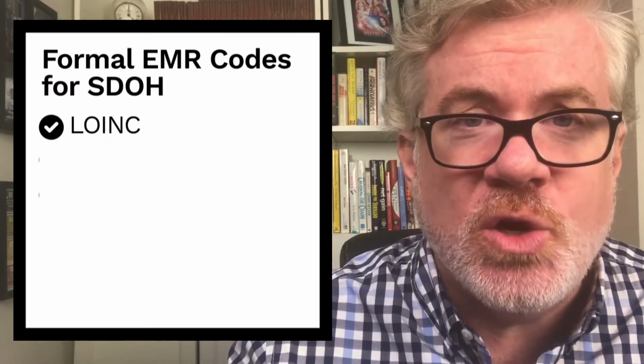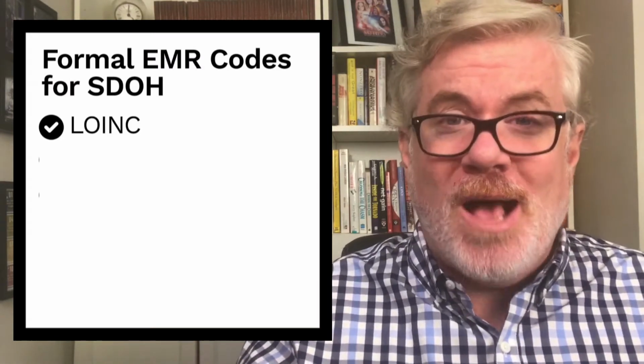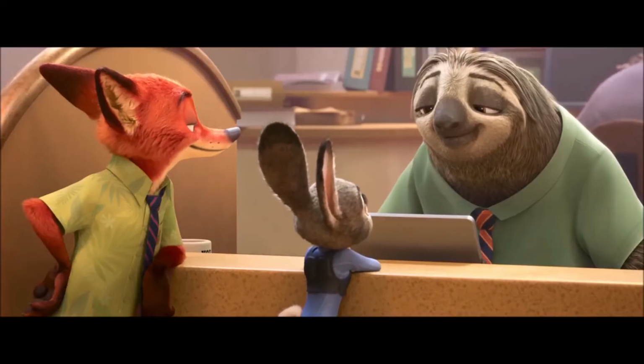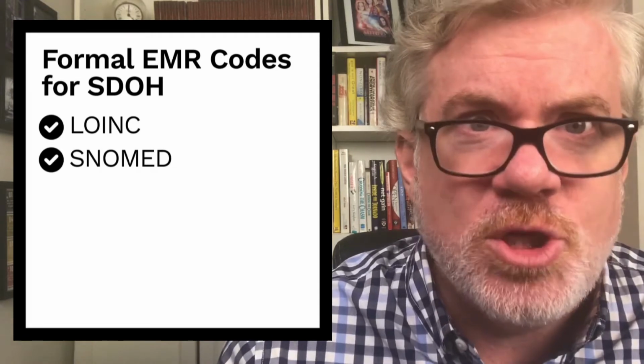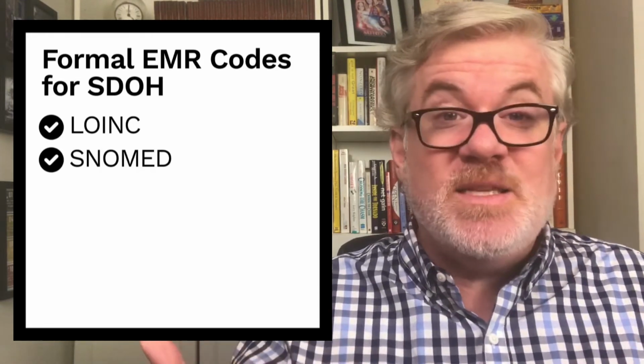I love saying LOINC codes. LOINC stands for Logical Observation Identifiers, Names, and Codes. LOINC. So, for example, a recipient who indicated housing insecurity would be tagged with LOINC code 71802-3, and if they were homeless, they'd receive the answer LA 18835-1. Now, there's a parallel standard called SNOMED codes, which stands for Systematized Nomenclature of Medicine and works in a very similar way.